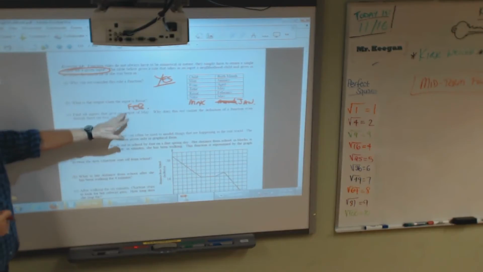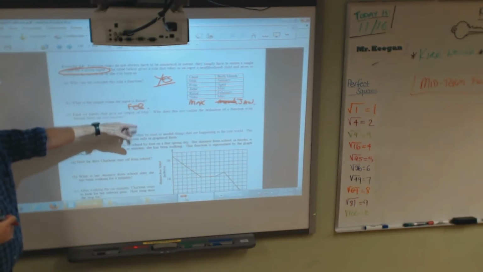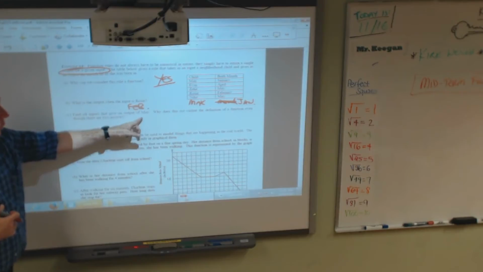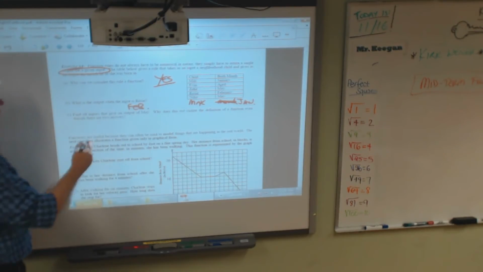Now it says find all inputs that give an output of May. Or in other words, all the children that were born in May. Zeke and Nico, good.